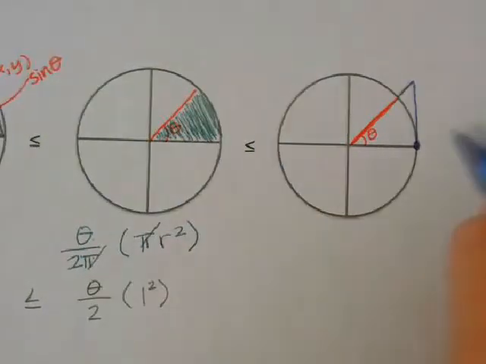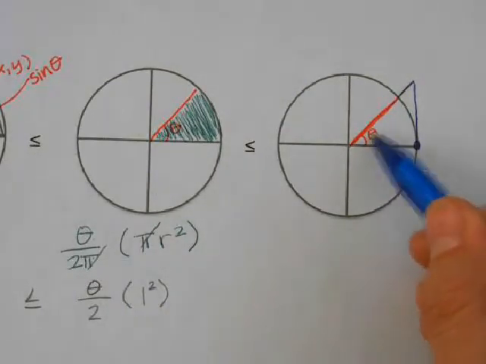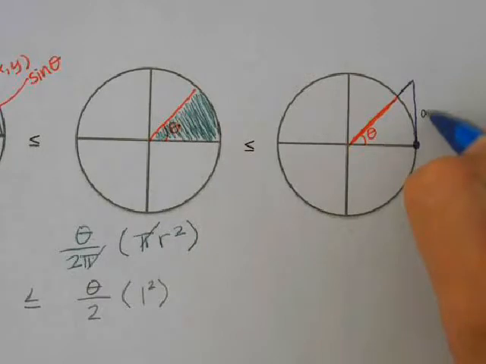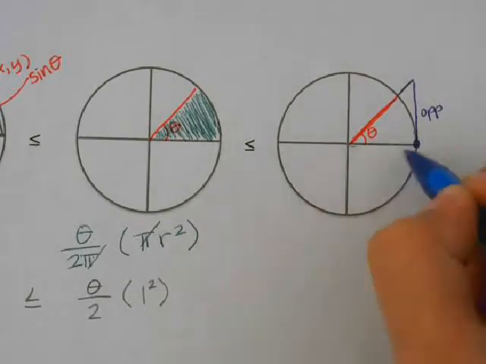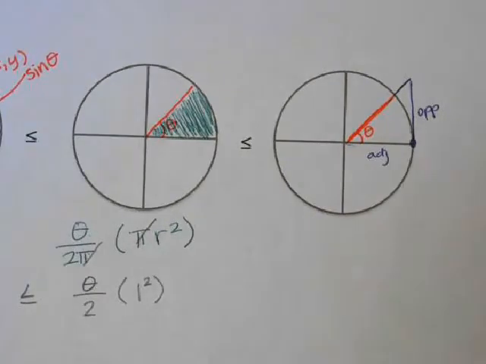All right. Can someone tell me, if this is the angle, then what would the name of this side be right here? What would we call that? Opposite. It would be opposite. This is the opposite side over here. And what's this side called over here? Adjacent.